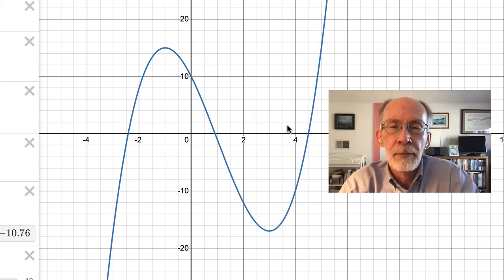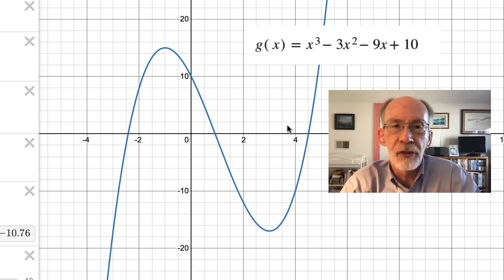a discussion of the relationship between the differentiability and the continuity of a function at a given point. We're going to begin with this cubic that you see in front of you. For the record, it's g of x equals x cubed minus 3x squared minus 9x plus 10. As a polynomial, it's going to be continuous everywhere. That's a fairly easy result to prove.